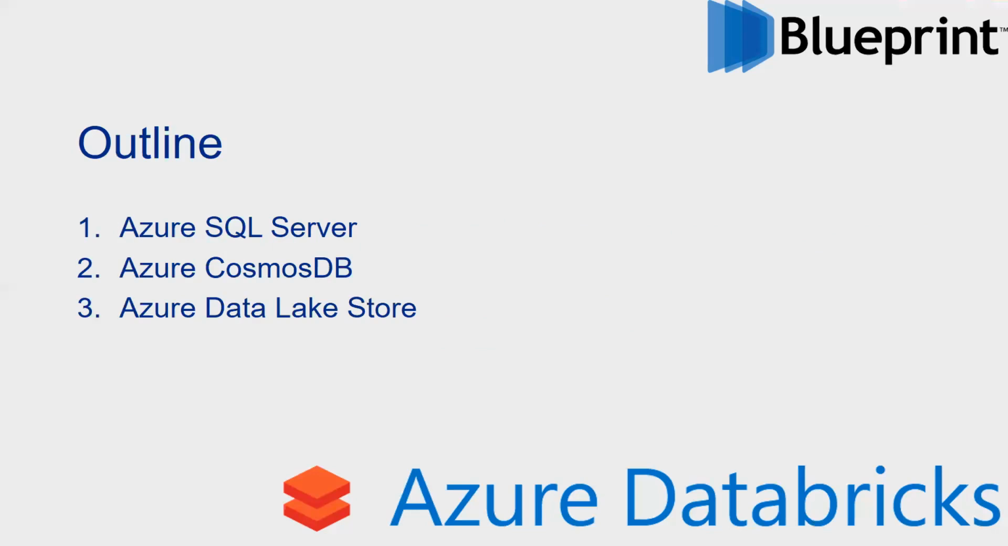So first, I'm going to show how to use Databricks to connect to data stored in Azure SQL Server. When we get there, you'll see that this can also be used to talk to any SQL database that you can connect to via JDBC. Second, I'm going to talk about how to use Databricks to connect to Azure Cosmos DB, Azure's managed NoSQL database. And third, I'm going to show how to use Databricks to connect to data in Azure Data Lake Store.